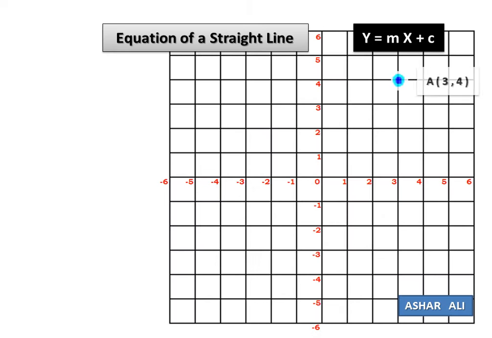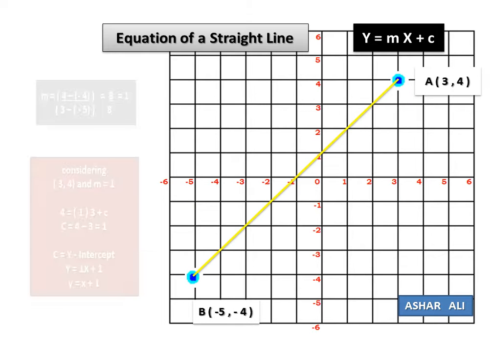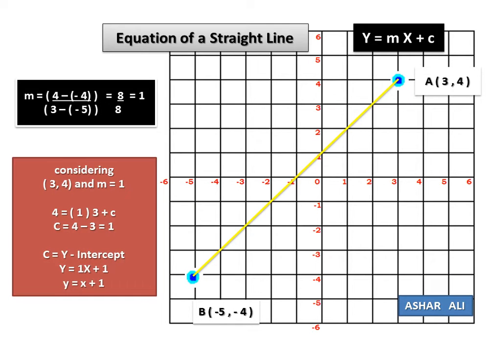Equation of a straight line. y equals mx plus c, where m is the gradient and c is the y-intercept. The y-intercept is the place where the line cuts the y-axis.